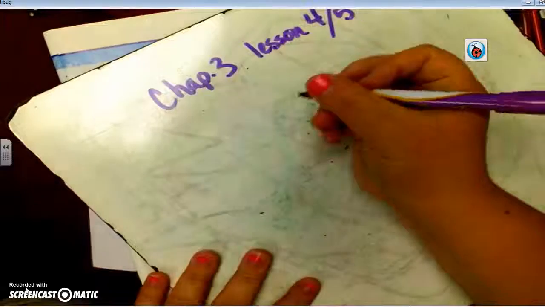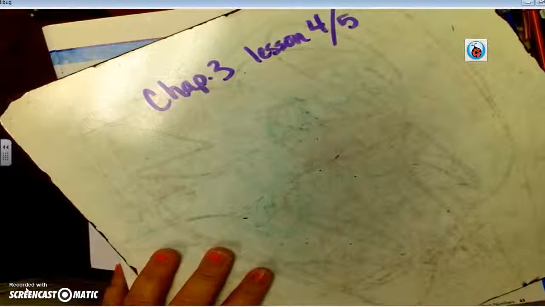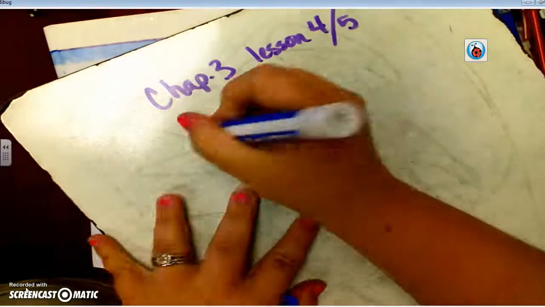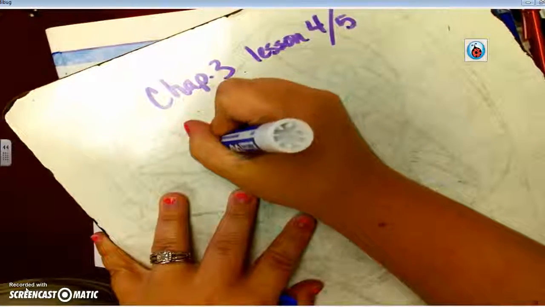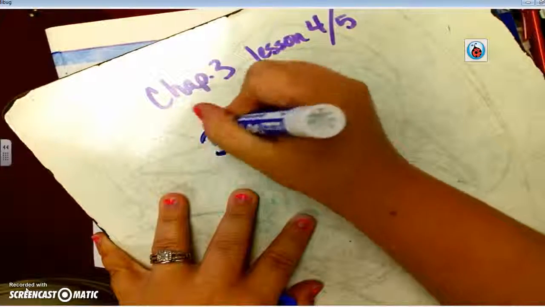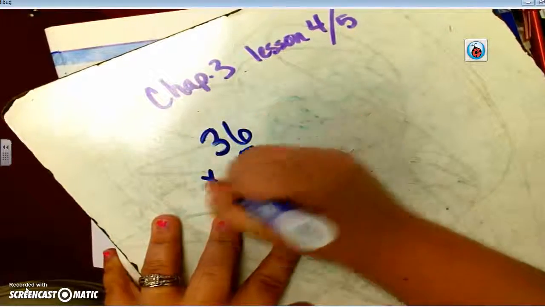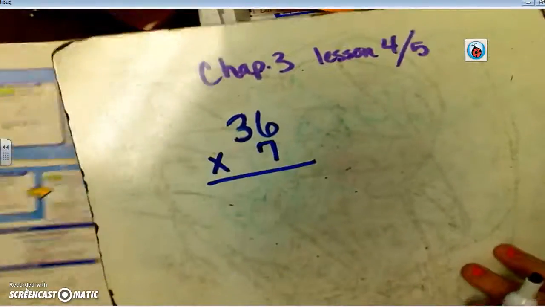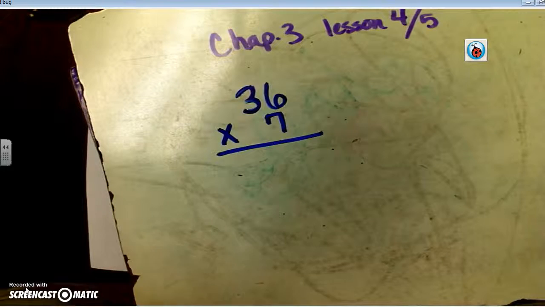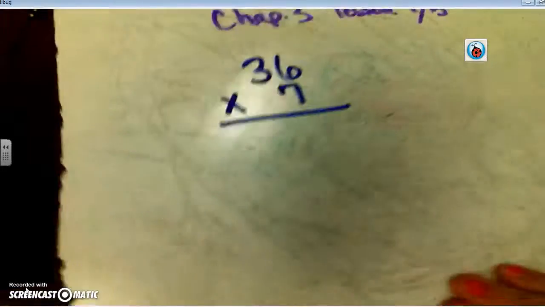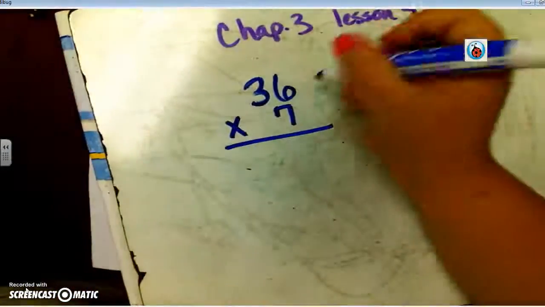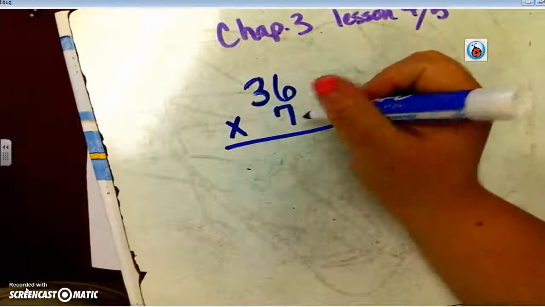So a quick example of what I'm referring to. I might have a problem that looks like 36 times 7. When we look at these two numbers, what do we call the two numbers that we multiply together? We call them factors. 36 and 7 are going to be my factors.